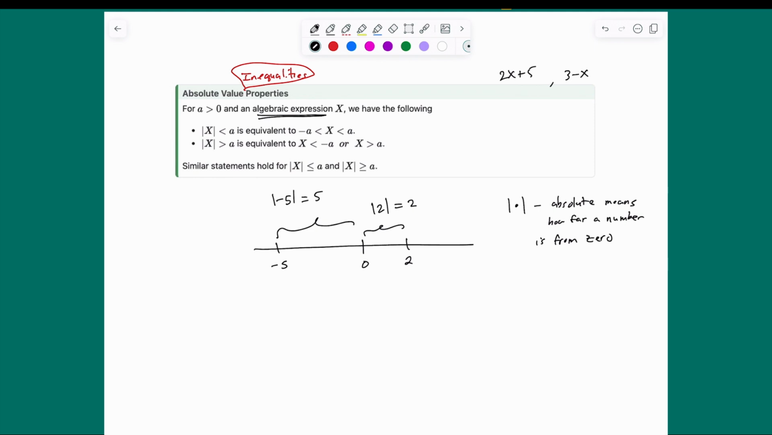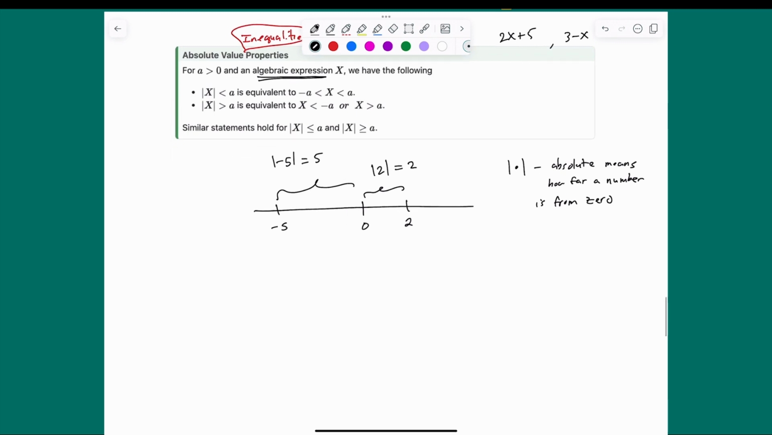And so we're saying the absolute value of an algebraic expression less than a is equivalent to minus a less than x less than a. Likewise, the absolute value of x is greater than a is equivalent to x less than negative a or x greater than a. And I want to explain where these properties come from. I'll give you some intuition about that. And of course, we could replace the less than or greater than symbol with less than or equal and greater than or equal to a as well to say similar things.